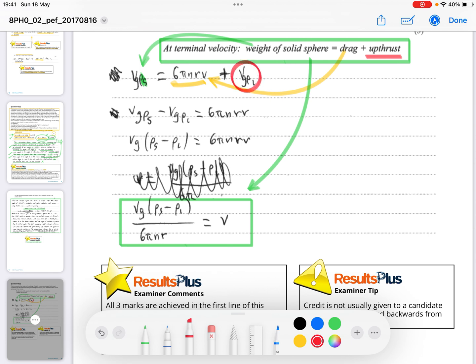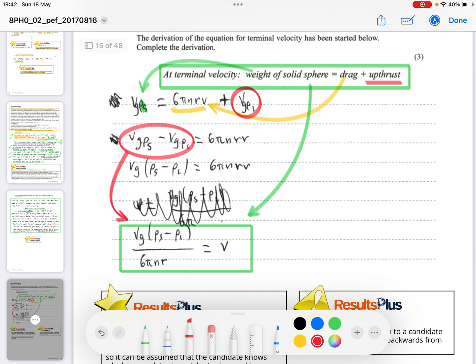multiplied by g. So you put those values in, and then you do your algebra, which is to try to get this into this format. And the student has managed to do that. So algebra gets you 3 marks, okay?